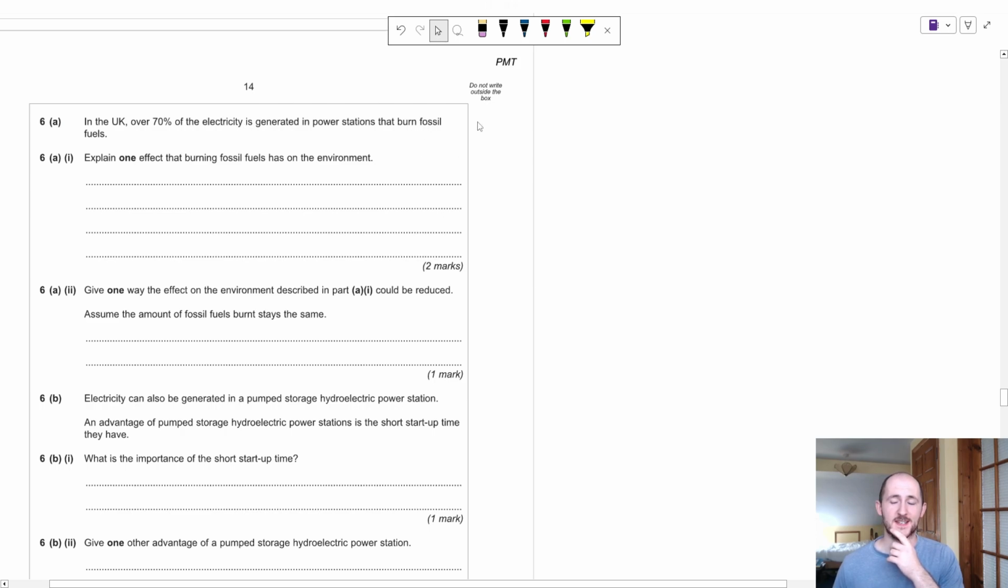See how long ago this is. Oh my god. In the UK, over 70% of the electricity is generated in power stations that burn fossil fuels. This is nowhere near accurate anymore.